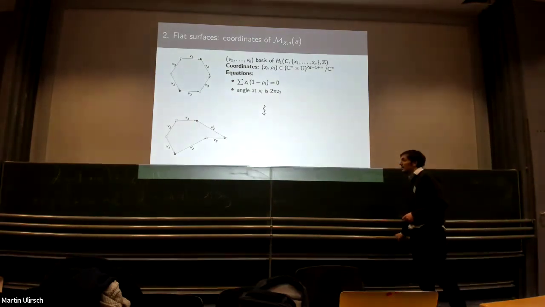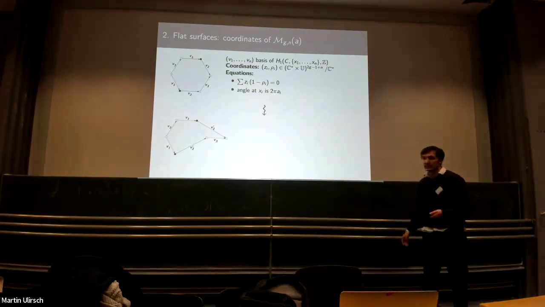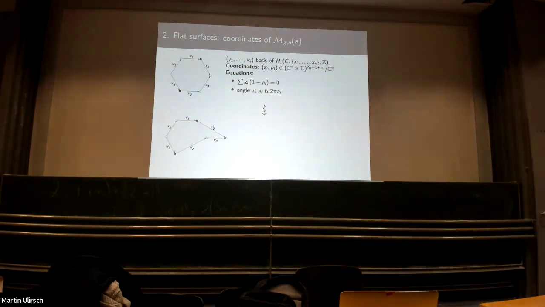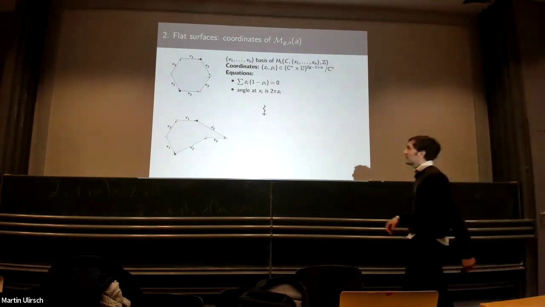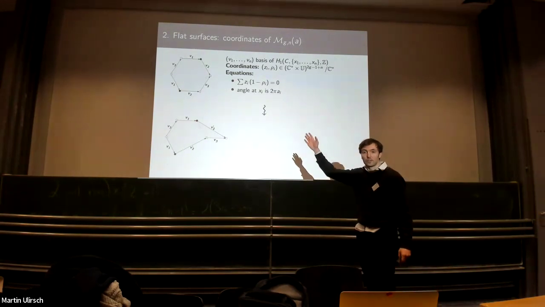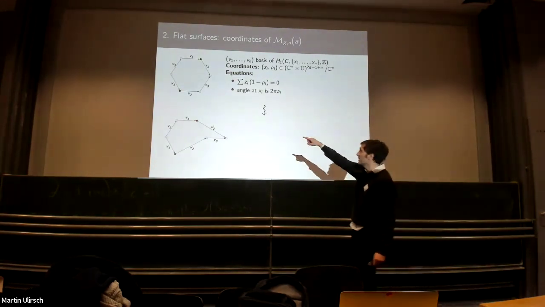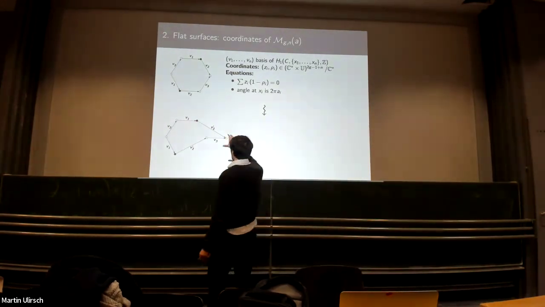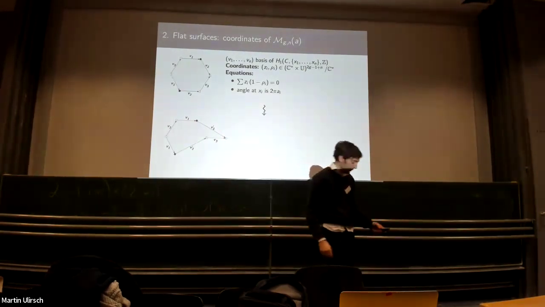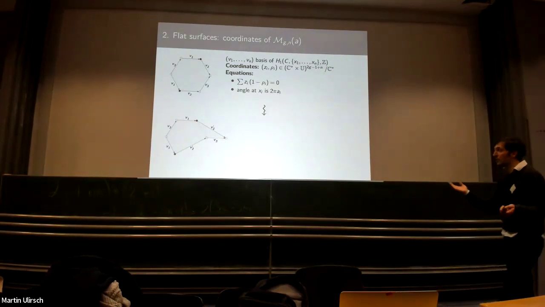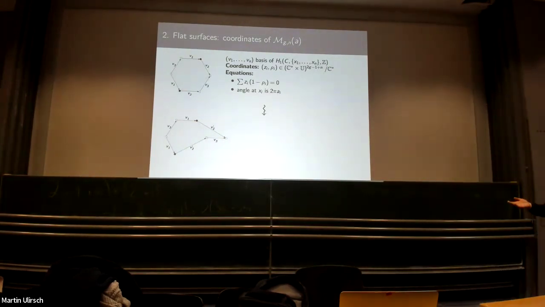Okay, and the second thing that you need when you define an atlas is to know how you change from one chart to another. And here, to define a new chart, what I do is define another polygon which is perfectly equivalent, which is obtained by cutting my polygon and then taking this piece and gluing it at a different place. Okay, and then I get a polygon which defines the same surface.